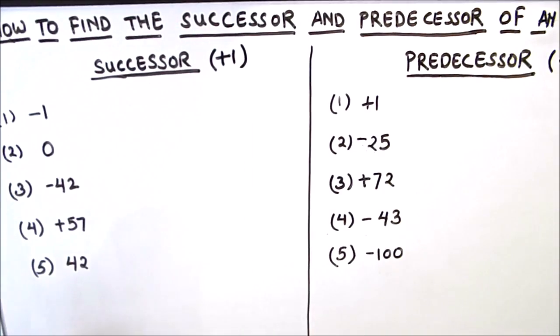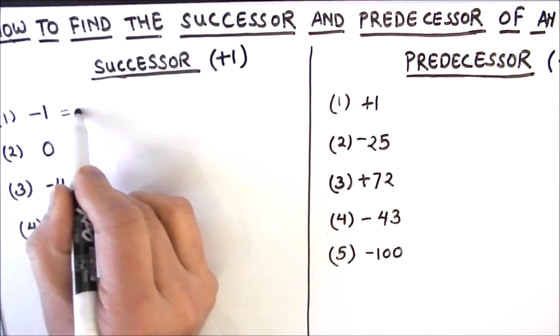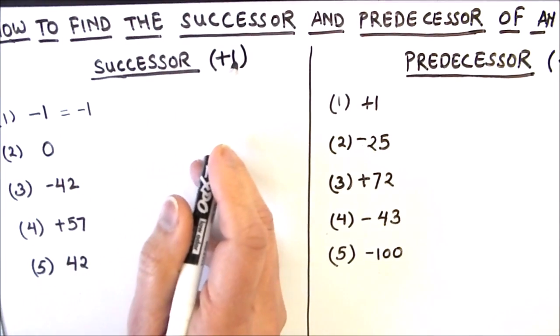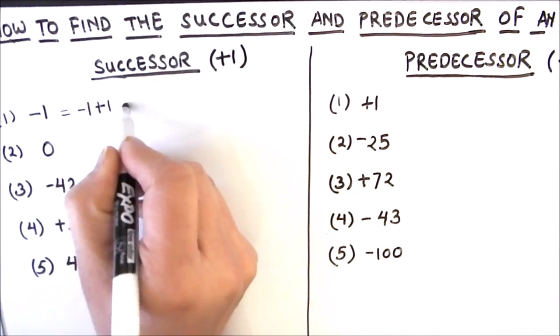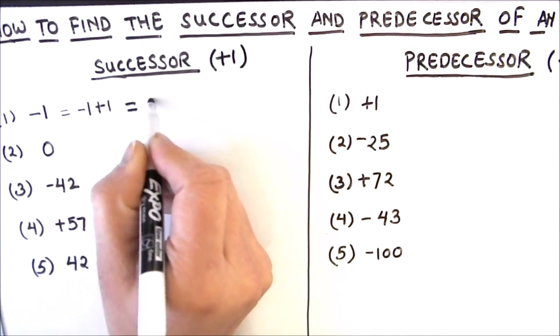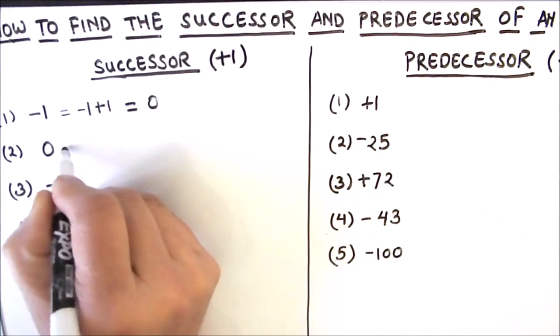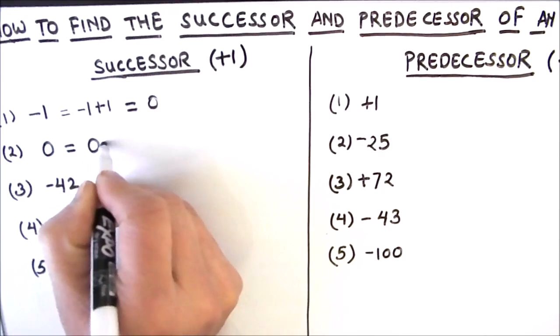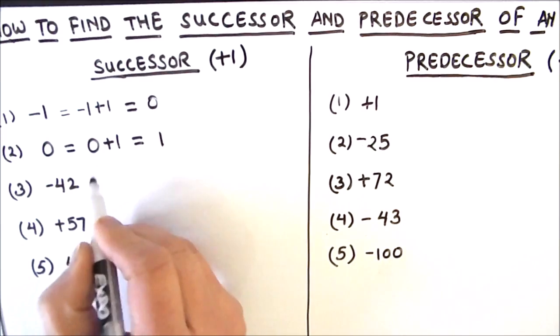So let us first find the successor of the integers. Here we have the first integer, which is -1. For finding the successor we are going to add 1 to the integer. So we are going to add 1. So -1 and +1 will give us 0. So the successor of -1 is 0. Next we have 0. For finding the successor we are going to add 1. So the successor of 0 is 1.